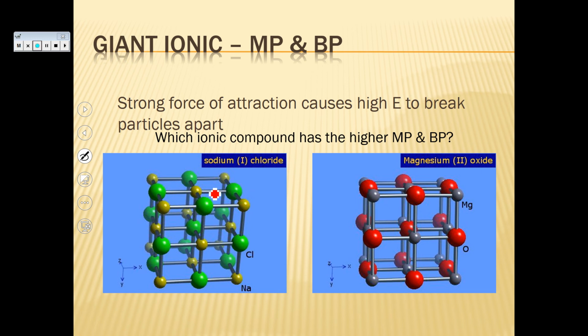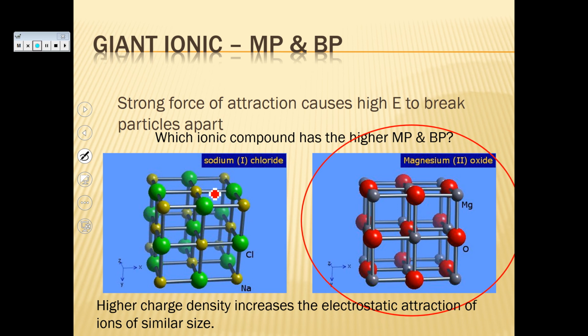We have sodium chloride on the left, we have magnesium oxide on the right. The correct answer is magnesium oxide. There is a higher charge density, meaning that magnesium is charged +2 and oxygen is charged -2, whereas sodium is charged +1 and chlorine is charged -1. So a higher charge density, like you see in magnesium oxide, increases the force between the ions.